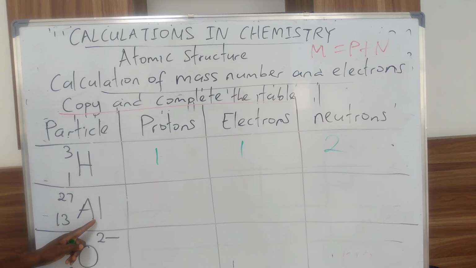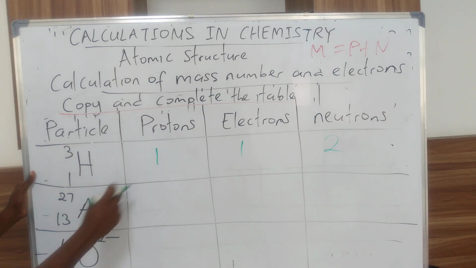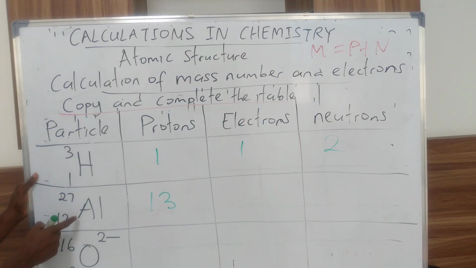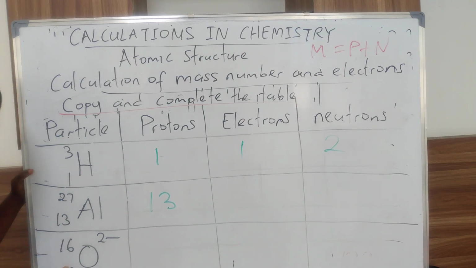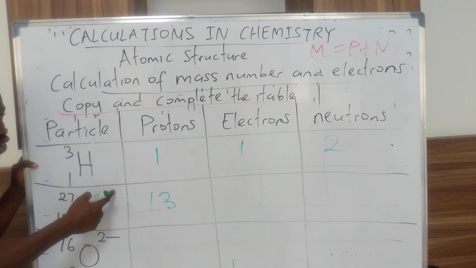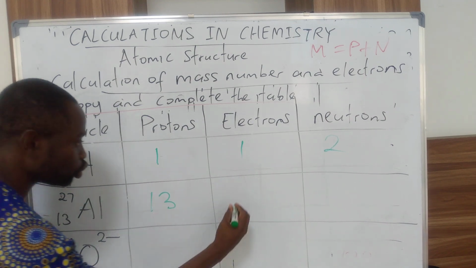Okay, now let's come here. This is aluminium 27 13. 27 is the mass number, 13 is the atomic number or proton number. So to get protons, the answer is going to be 13. Now, this atom is also a neutral atom. Why? Because there is no charge on this aluminium. And since it's a neutral atom, the electron is the same as the proton. So here it's also 13.